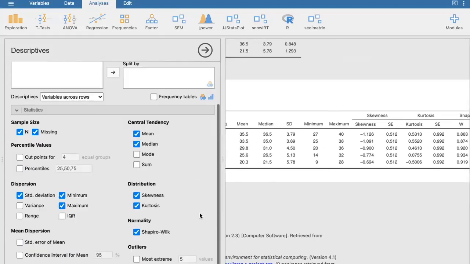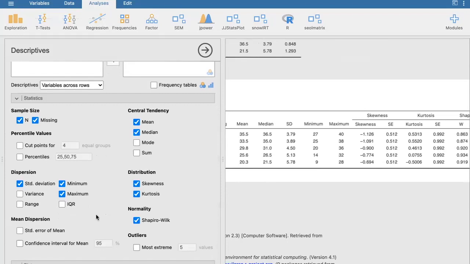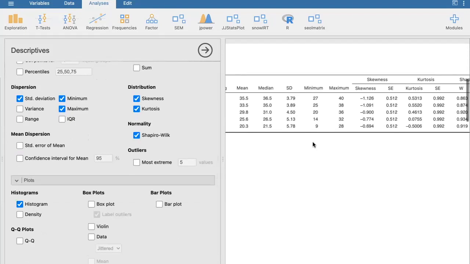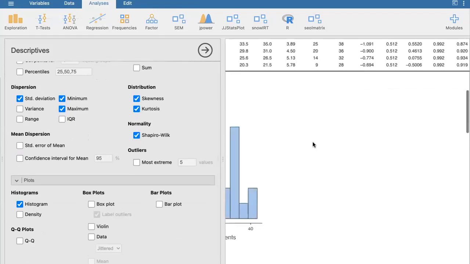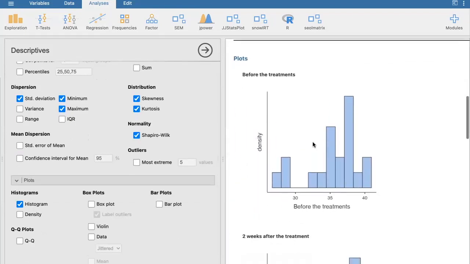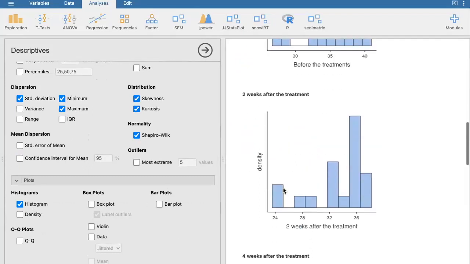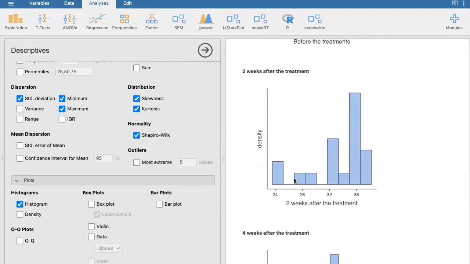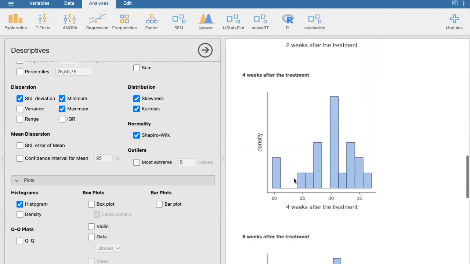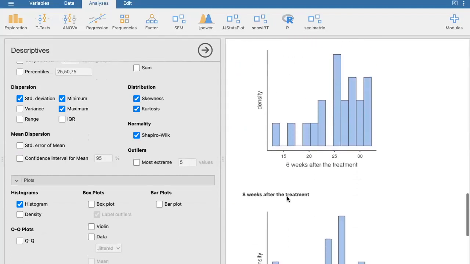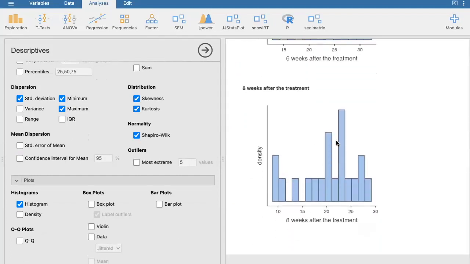So what you can do is generate some plots here. Let's see whether we can get some histograms. These are our histograms before the treatment. You can see this is slightly, not just slightly, I think it is skewed. 2 weeks after the treatment, once again skewed. 4 weeks after the treatments, slightly skewed. 6 weeks, yeah, skewed. And this one seems to be a bit normal.